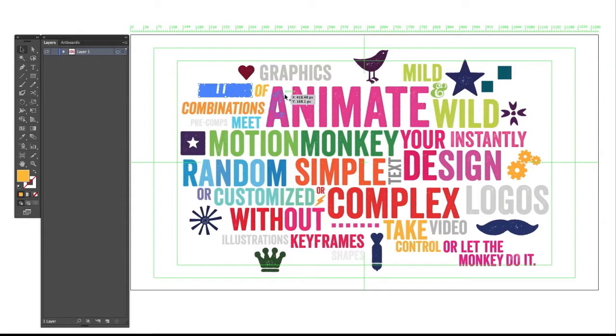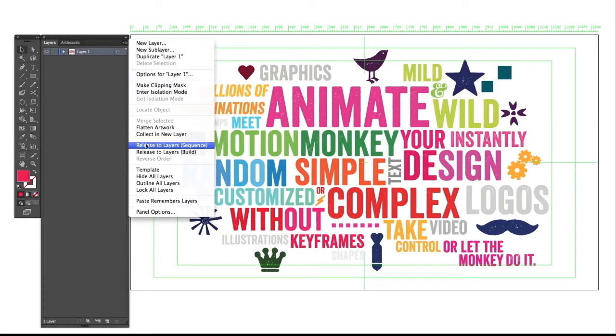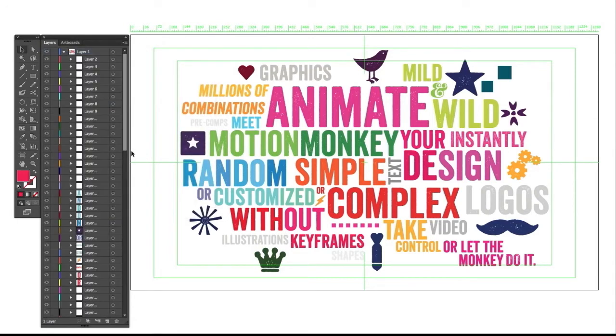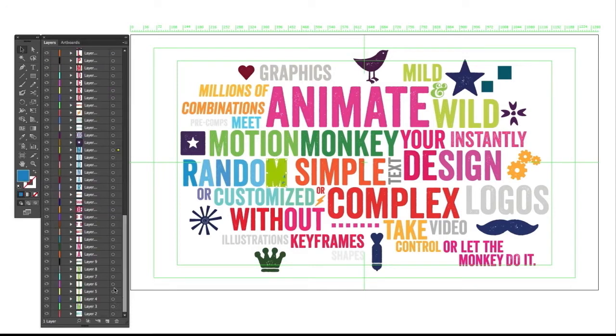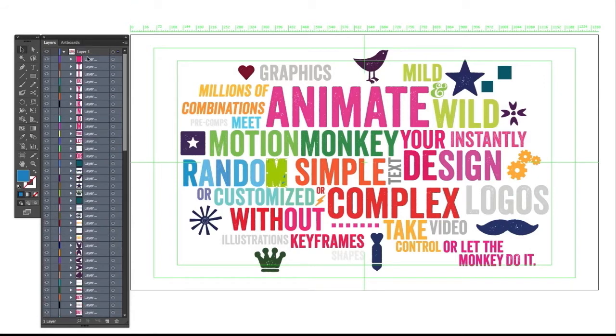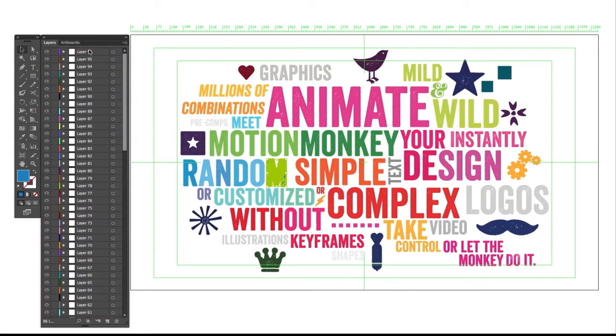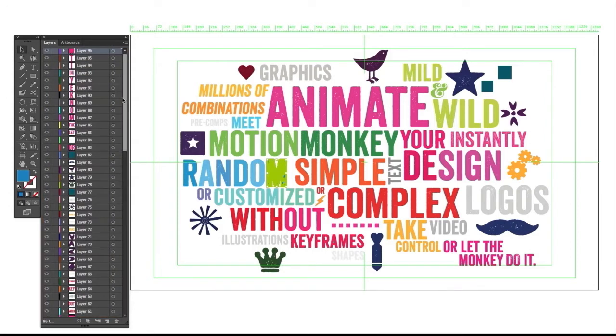To do this, you first get your grouping set. Some of these are grouped as words, others as letters. Then go into the Layers submenu and click Release to Layers, Sequence. Each layer should now be its own color. Once that's done, select all the layers and drag them to the top of the layer menu. The last thing you need to do is select all the layers again and reverse the order.